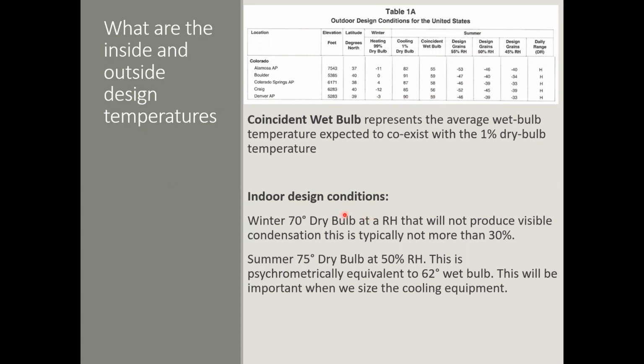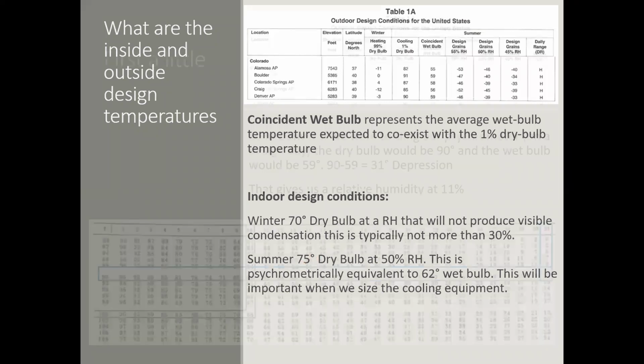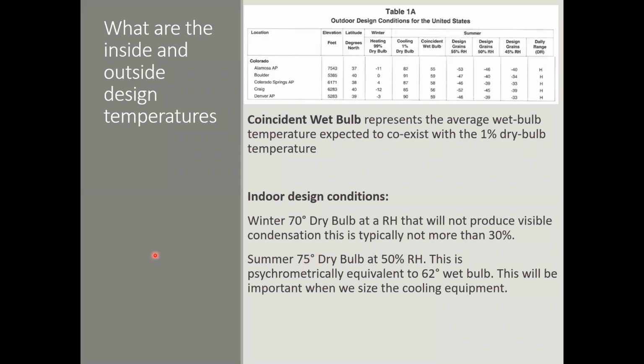Then we have indoor design conditions. Again, this is something the jurisdiction could amend if they wish, but we are all promoting that we're using 70-degree dry bulb interior for winter. Excuse me, 75-degree dry bulb at 50% relative humidity. At 50% relative humidity, that is comfort. Whether you want to believe it or not, that's what ASHRAE and ACA and others decided years ago.